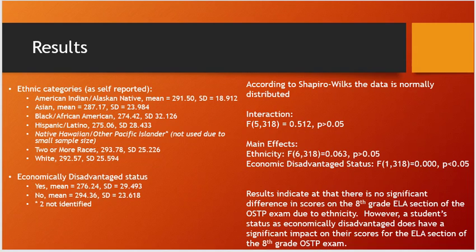So while running the information, the Shapiro-Wilk score showed the normal distribution, with the p-value for the interaction showing that there was no significant effect. So that was broken down into the main effects for each of the individual categories. Ethnicity also showed no significant effect, but interestingly enough, the economic disadvantage status did show some significance.